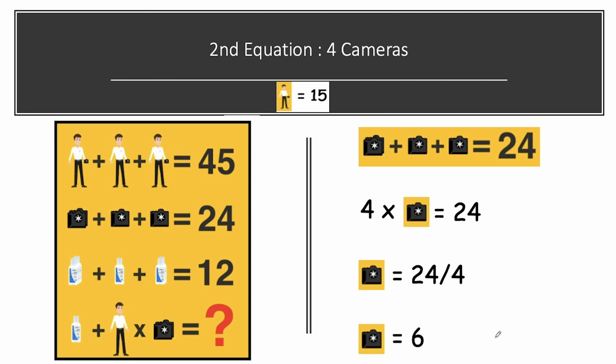In the second equation, we have 4 cameras. 1, 2, 3 and 4. So the sum is equal to 24. On solving this, we will get 4 into 1 camera is equal to 24. So the camera value comes out to be 6.